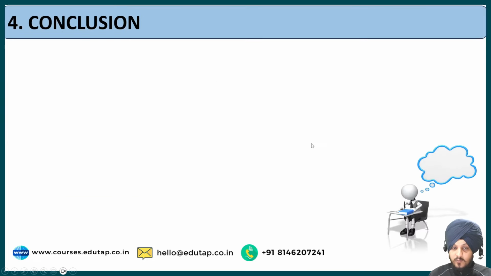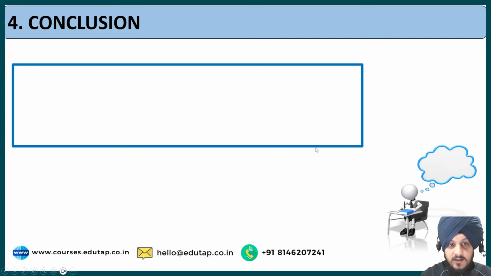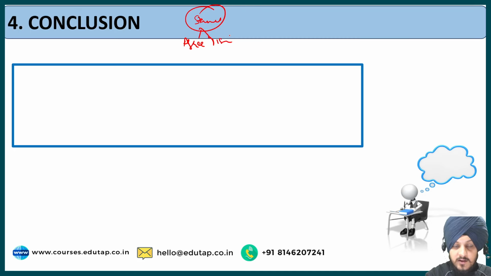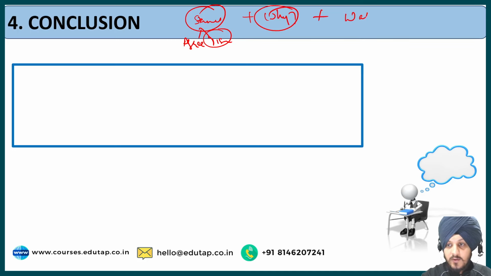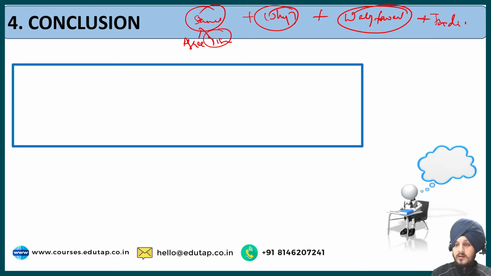Now, let us move on to the next part, which is the conclusion of the answer. As I always say, there are three key areas which you have to consider while writing your conclusion. The first is a stand, where you have to show your agreement or disagreement regarding a certain issue that has been asked in the question. The second is, why do you take that stand? And the third is, what is the way forward? And if the question is asking about India specifically, then you can mention a line about India. These are the four things that you have to keep in mind while writing your conclusion.